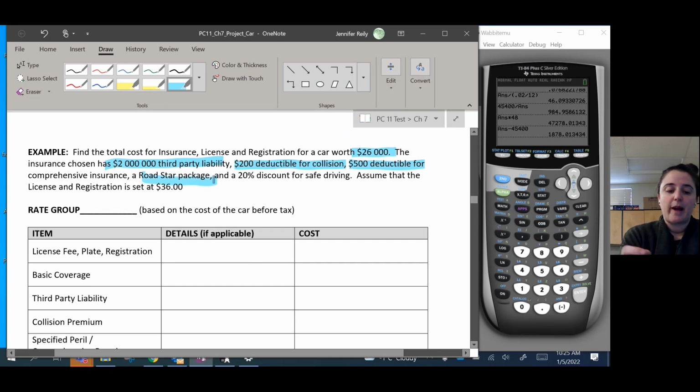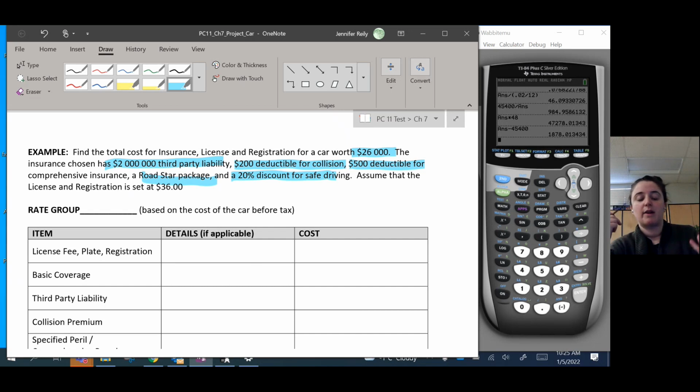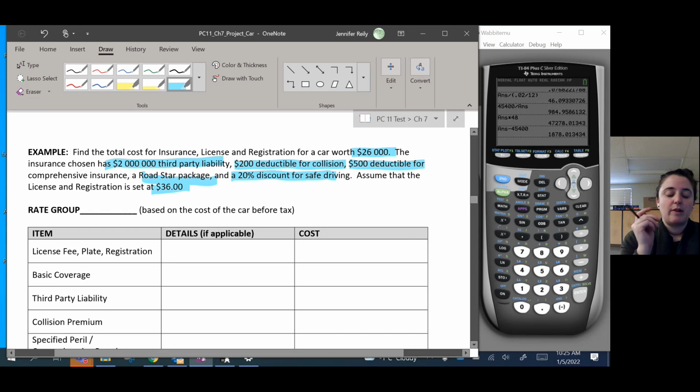They do have a Roadstar package, and they have a 20% discount for safe driving. So typically, if you've been a safe driver and you haven't gotten in an accident, you get some kind of discount on your insurance. So their discount will be 20%. And assume the license and registration is set at $36.